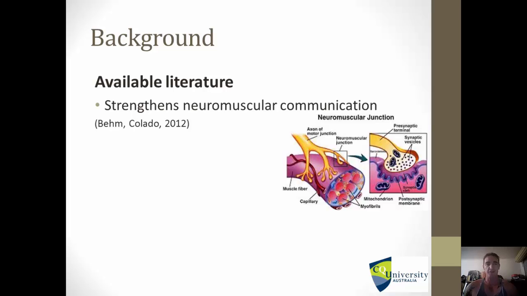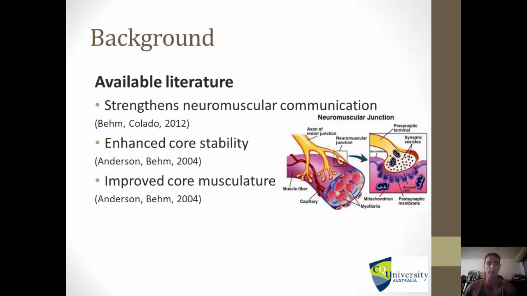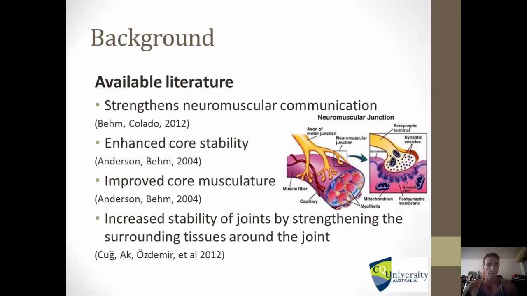Okay, so the available literature states that it strengthens neuromuscular communications, enhances core stability, and improves core musculature. It also states that instability training strengthens the surrounding tissues around the joint, therefore making the joint more stable and less prone to injury.